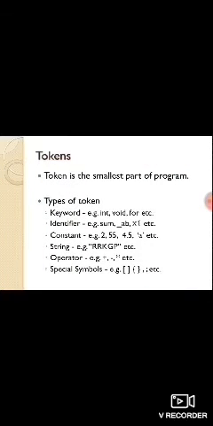Now, token. A token is the smallest part of a program. A token is the smallest element of a program that is meaningful to the compiler. Tokens can be classified as follows: keyword, identifier, constant, string, operator, special symbols.